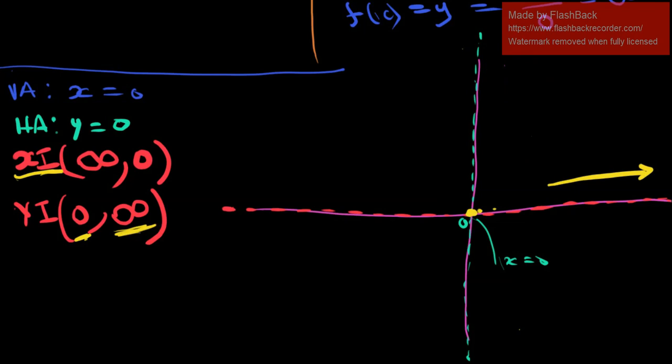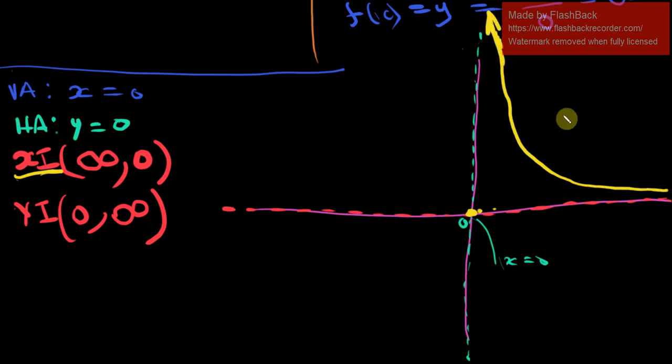Take this off. Oh, come on. Okay, there we go. So we'll have a graph approaching the asymptote as the horizontal axis approaches infinity. Similarly, it will approach the vertical asymptote as the vertical axis approaches infinity. Okay.